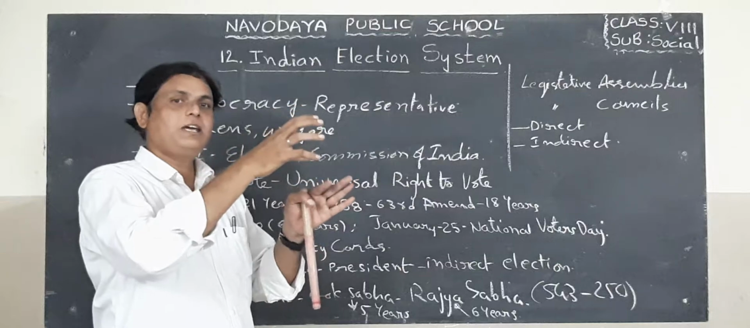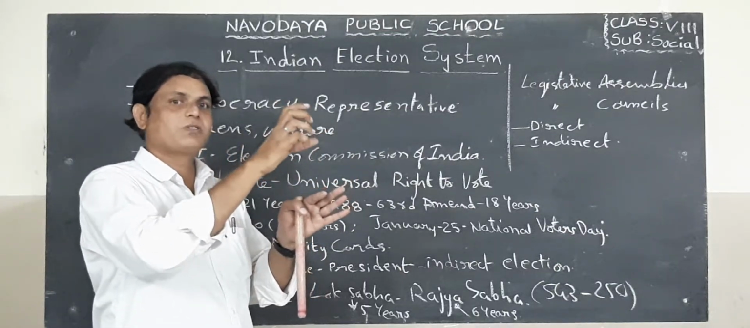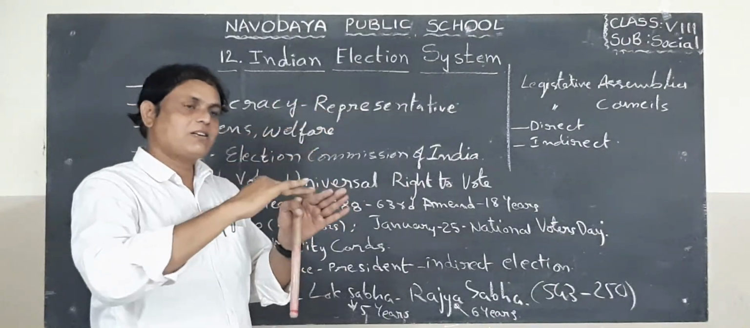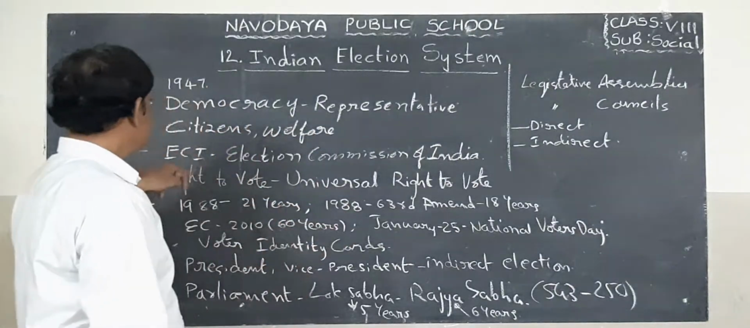So who are the majority over all the members? They will elect one person to rule our country as prime minister, and at state level as chief minister. Okay, so that is the next one.